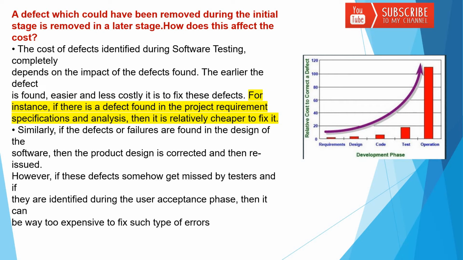A defect which could have been removed during the initial stage is removed in the later stage. How does this affect the cost? As I told you, there's a graph, right? I'll read it out. The cost of a defect identified during software testing completely depends on the impact of the defects found.